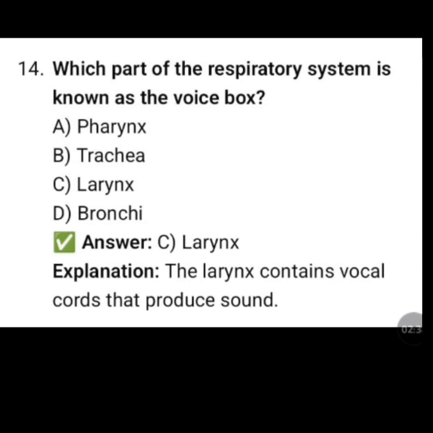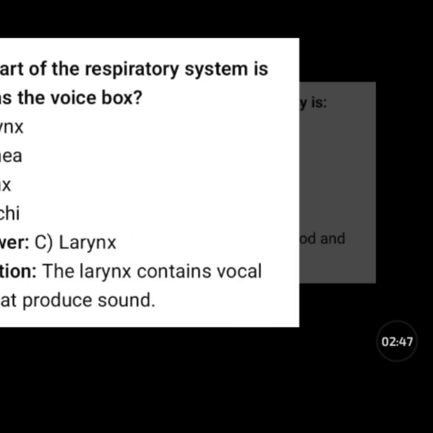Which part of the respiratory system is known as the voice box? Pharynx, trachea, larynx, bronchi. The correct answer is option C, larynx. The larynx contains vocal cords that produce sound.